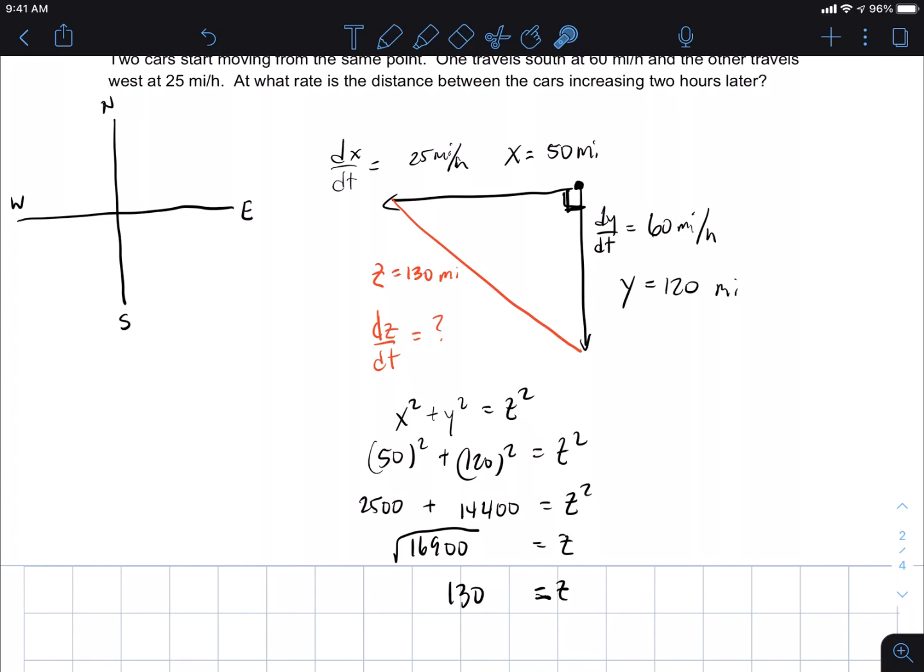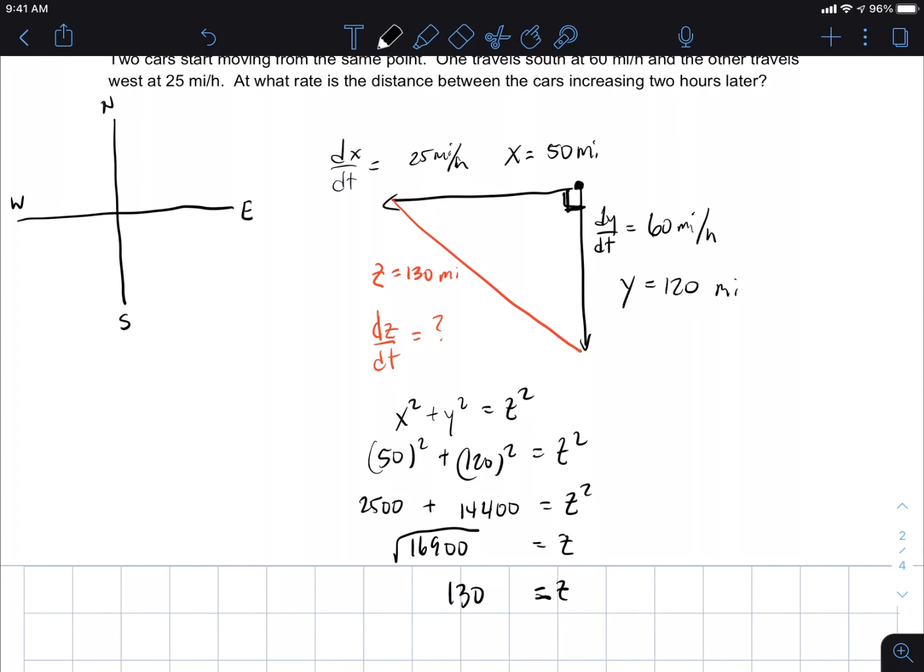You know your Pythagorean triples. You guys all have them memorized. I'm joking. I'm joking. Although you should know some of them, right? 3, 4, 5. 5, 12, 13. There's a bunch.